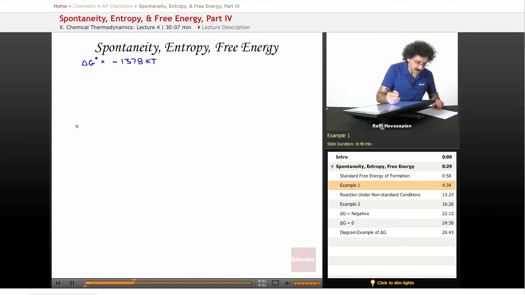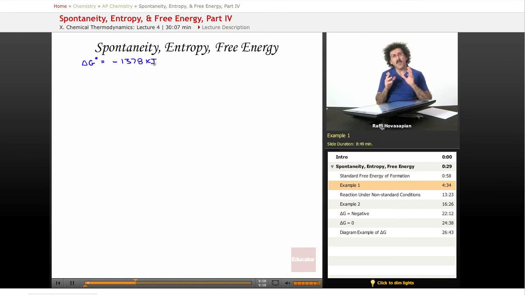Okay. So now we have a good sense of dealing with free energy. We treat it the same way we treat delta H or S. We just take products minus reactants. We also have the equation delta H minus T delta S to calculate it that way.